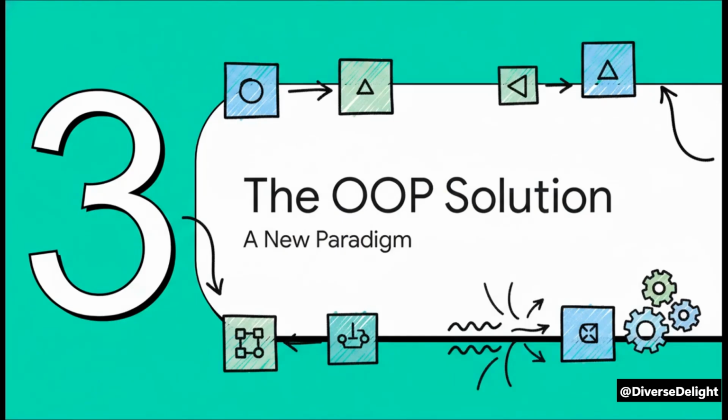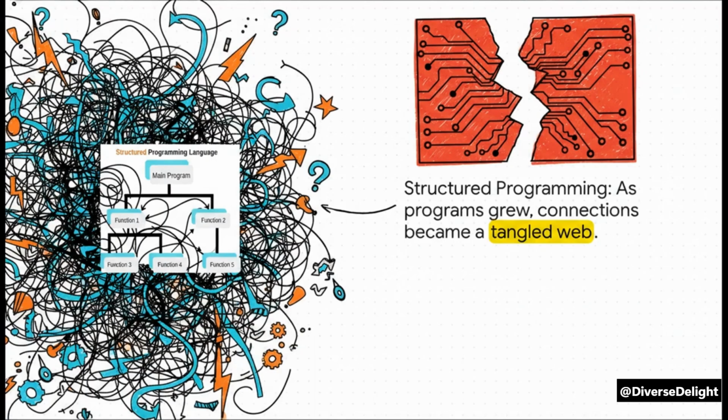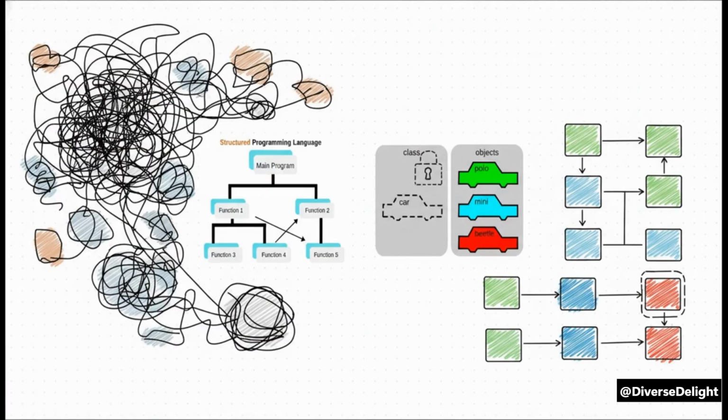And that new approach, well, it was a complete paradigm shift. A revolutionary idea called object-oriented programming, or, as you'll usually hear it called, OOP. This image here really visualizes the problem with the old way, with structured programming. You've got a main program, and it's calling all these different functions. Now, for small projects, this works. But as programs grew, the connections just became a tangled, confusing web. You change one little thing over here, and it could unexpectedly break something completely different over there. It was a nightmare.